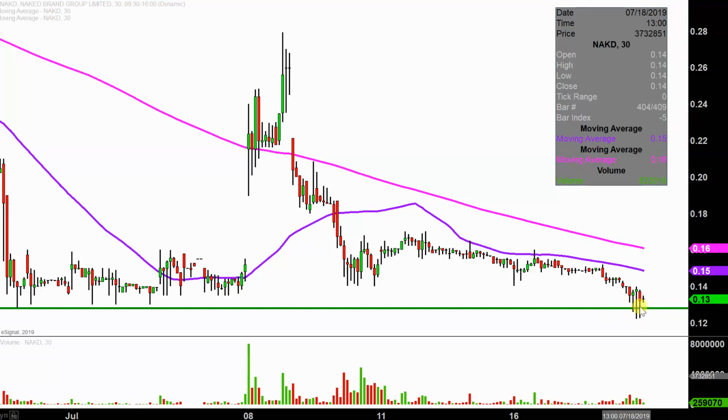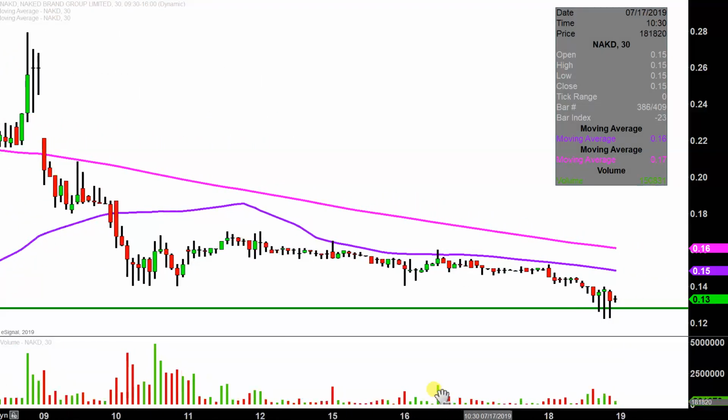As of right now, you got to give credit where credit's due. There's some nice hammer candles forming down around here. Don't get me wrong, there's still plenty of work to be done, but it's looking like it's potentially stabilizing. So in the event there is some sort of bounce, at this point I'll zoom back in here.